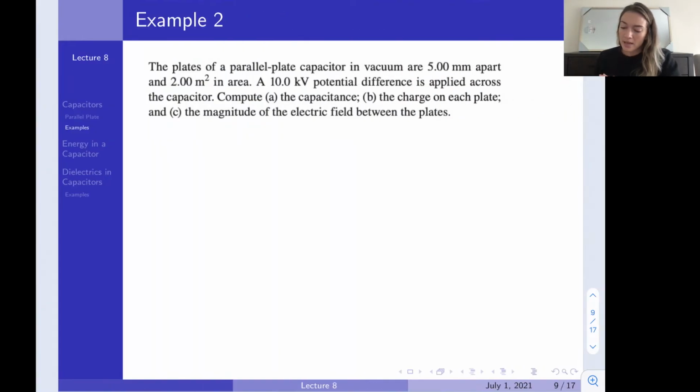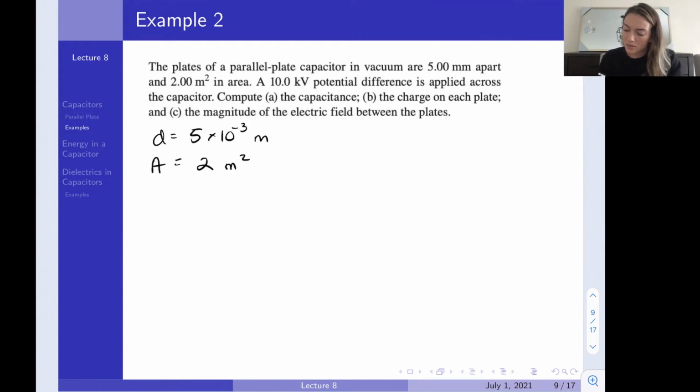Okay, now let's go on to another more realistic example. So here we have the plates of a parallel plate capacitor in a vacuum are 5 millimeters apart. So we have the distance between them is 5 times 10 to the negative 3 meters. And the area of the plates is 2 meters squared. So their area is 2 meters squared.